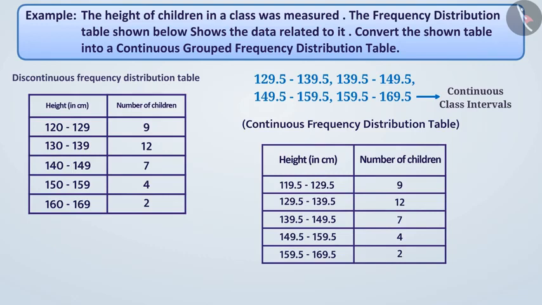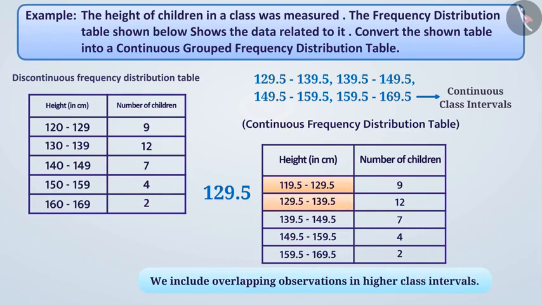Now can you tell in which class interval 129.5 will be included? Think. Absolutely right. 129.5 is overlapping between the class intervals 119.5 to 129.5 and 129.5 to 139.5. And we include overlapping observations in higher class intervals. So the number 129.5 will be included in the class interval 129.5 to 139.5.